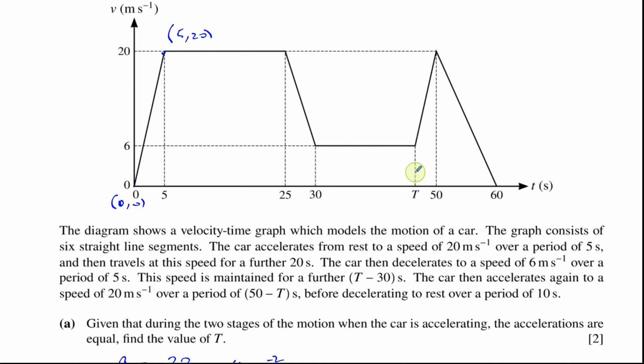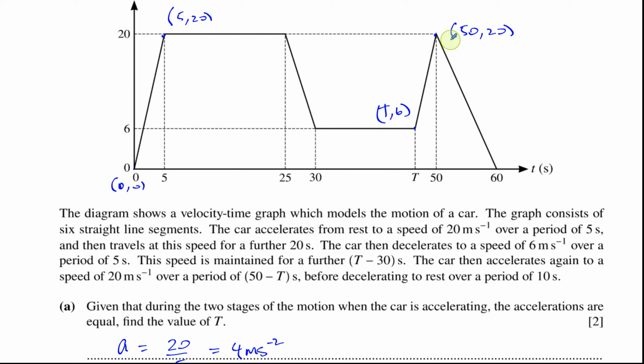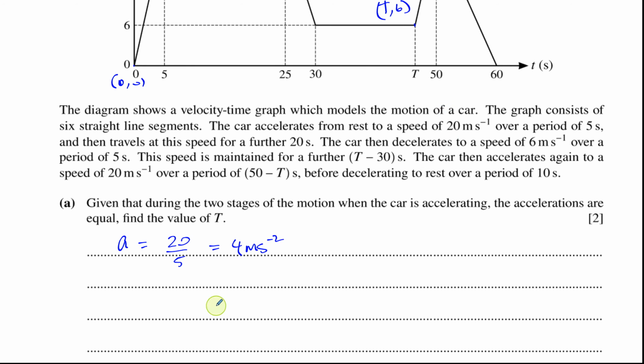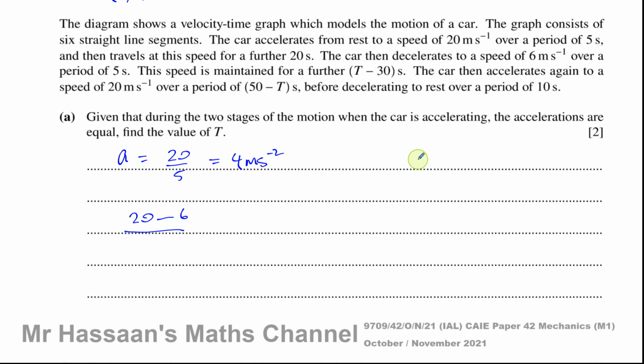So the gradient of this section is the same. Here we have the point (50, 20), and here we have the point (t, 6). I know that the gradient of this line is the same, so I can say 20 minus 6, the change in y, over the change in x, which is 50 minus t, is equal to 4 meters per second squared.